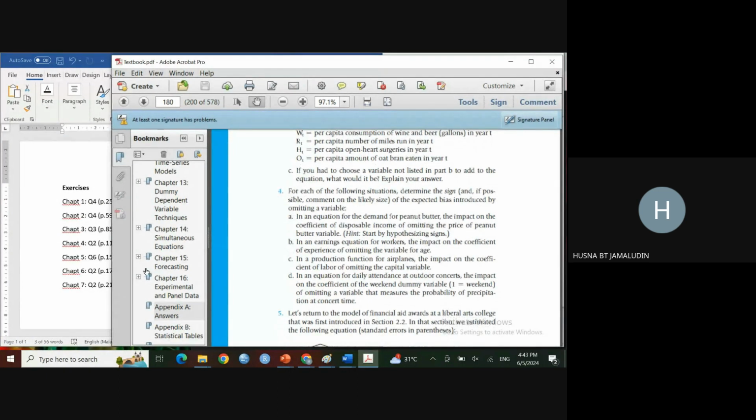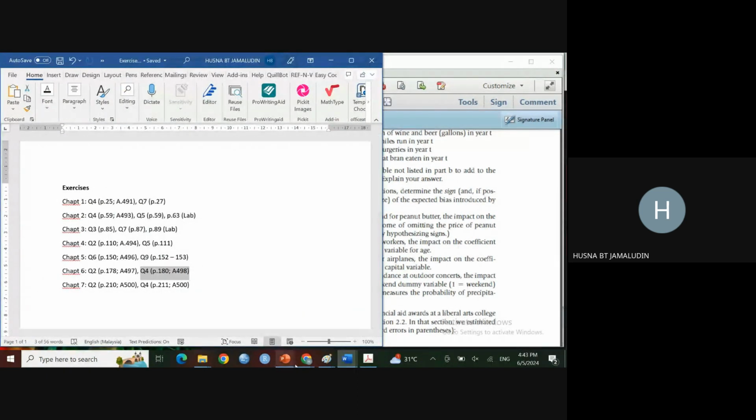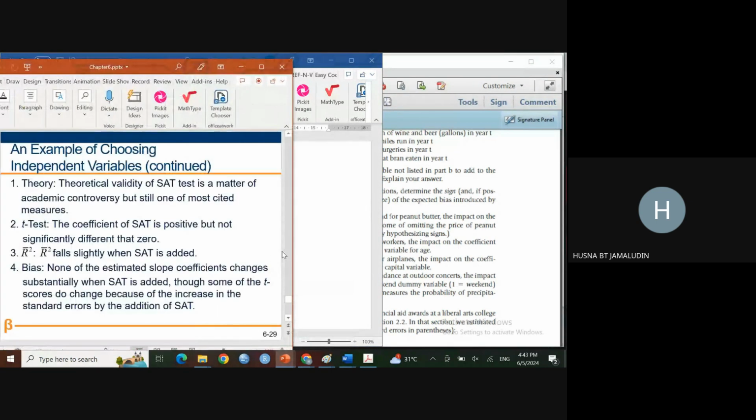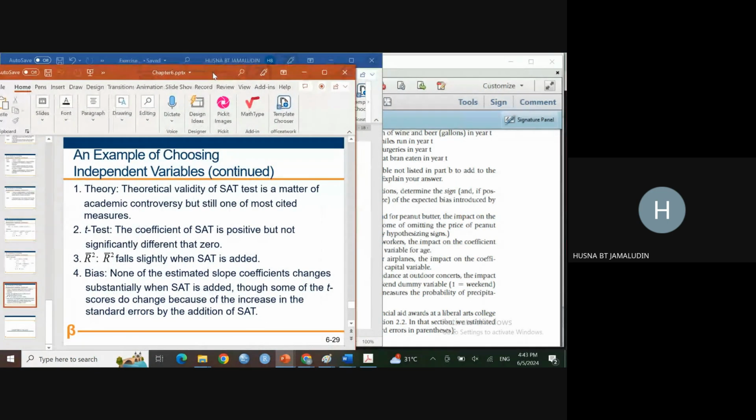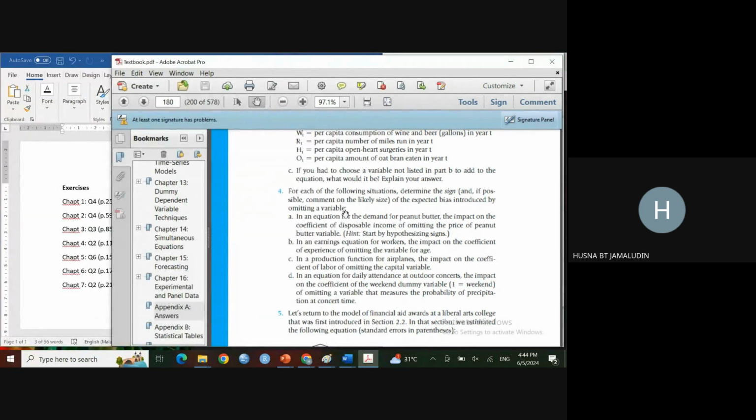Okay, this is chapter 6. Remember, chapter 6 is about specification, the variables that you want to put in the equation, right? So, what is the question? For each of the following situations, determine the sign, and if possible, comment on the likely size of the expected bias, whether you have a positive bias, negative bias, or no bias at all, introduced by the omitted variable.